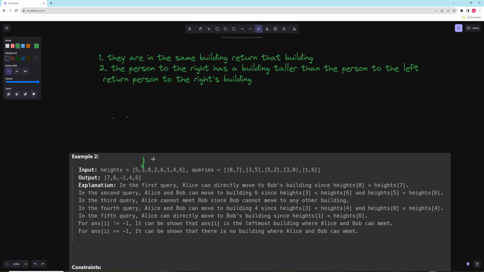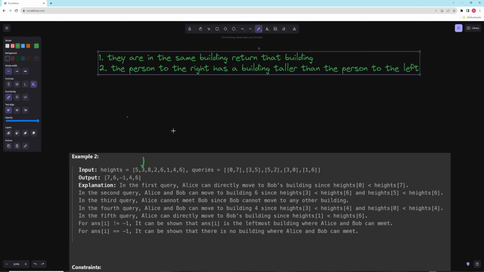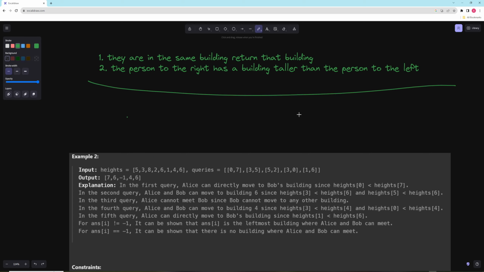or the left building is bigger, like this. So this is the example we're going to focus on. This is going to be basically all of the code. The other stuff is super straightforward.